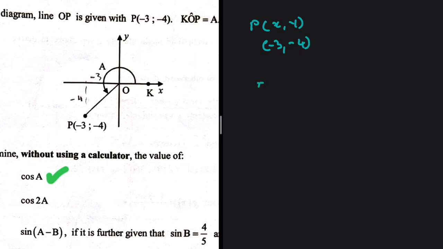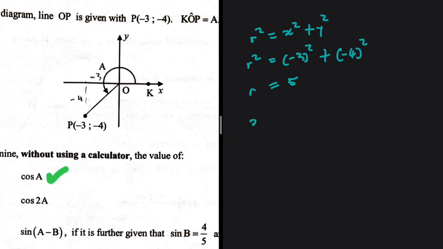So if we do that, R squared should be equal to X squared plus Y squared. So R squared will be equal to minus 3 squared plus minus 4 squared. It should be easy to see that R is actually equal to 5. So we have our X, our Y, and our hypotenuse: minus 3, minus 4, and 5.